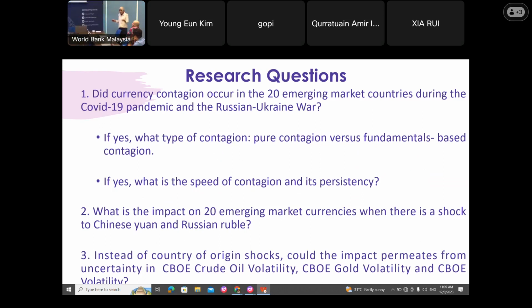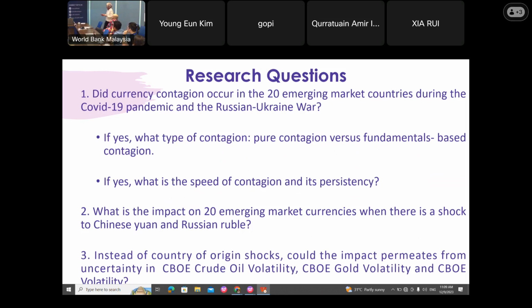Now, the second research question that we ask is, what is the impact on 20 emerging market currencies when there is a shock to the Chinese yuan, because COVID-19 started with China, and a shock to the Russian ruble? Is there any impact on these 20 emerging market currencies?